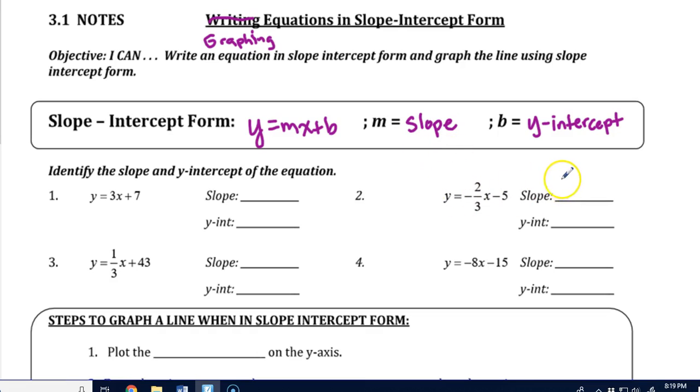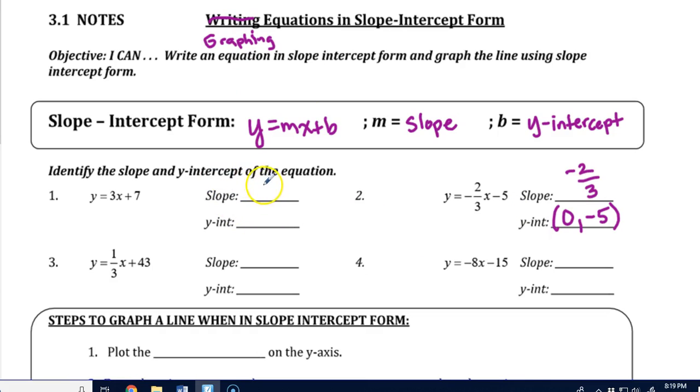Okay, so let's work out number 2. The slope is the coefficient of x if it's in slope-intercept form, so it would be negative 2/3. The y-intercept is the b value, the constant, because the y-intercept is where it crosses the y-axis, where x equals 0, right? So if I sub in a 0, this whole thing goes away. I'm just left with y equals -5. So I'm going to always write the y-intercept as a point. So the x is 0, and the y is -5. Okay, go ahead and work out 1, 3, and 4. Play the recording when you're ready.